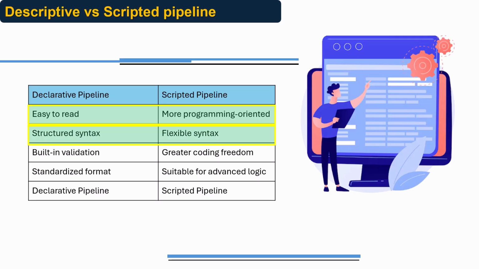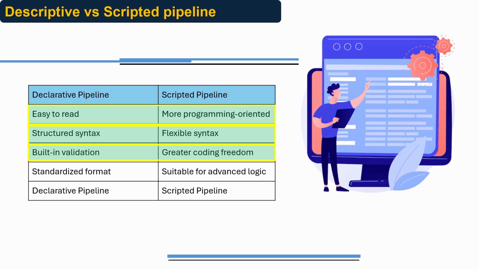Now let's look at the second difference. Declarative pipeline includes built-in validation. Before execution begins, Jenkins checks whether the pipeline follows correct declarative syntax. If required sections are missing or placed incorrectly, Jenkins reports the configuration errors immediately. This early validation helps developers detect mistakes before the pipeline even starts. Scripted pipeline, however, offers much more programming freedom because developers can write almost any Groovy logic. Jenkins cannot validate every possible scenario in advance. As a result, logical errors may only become visible during execution.